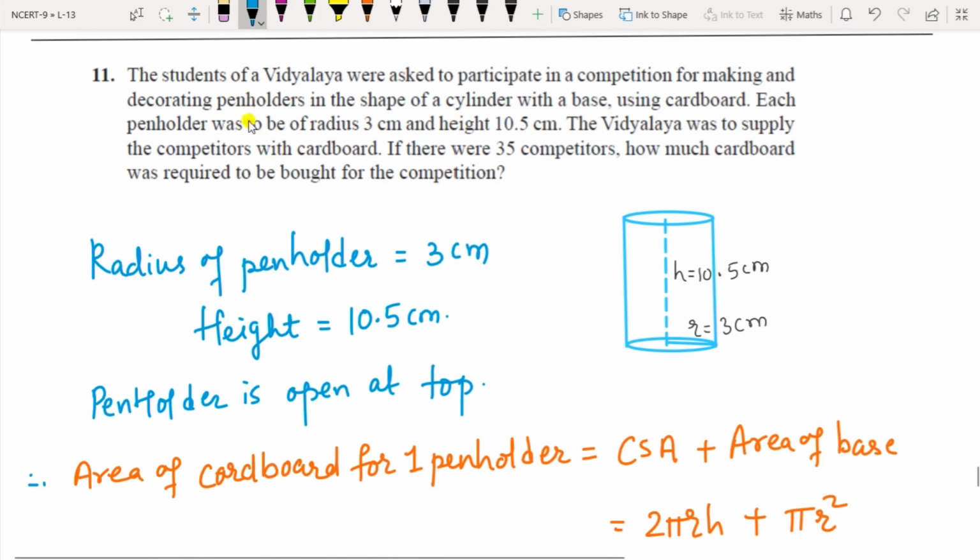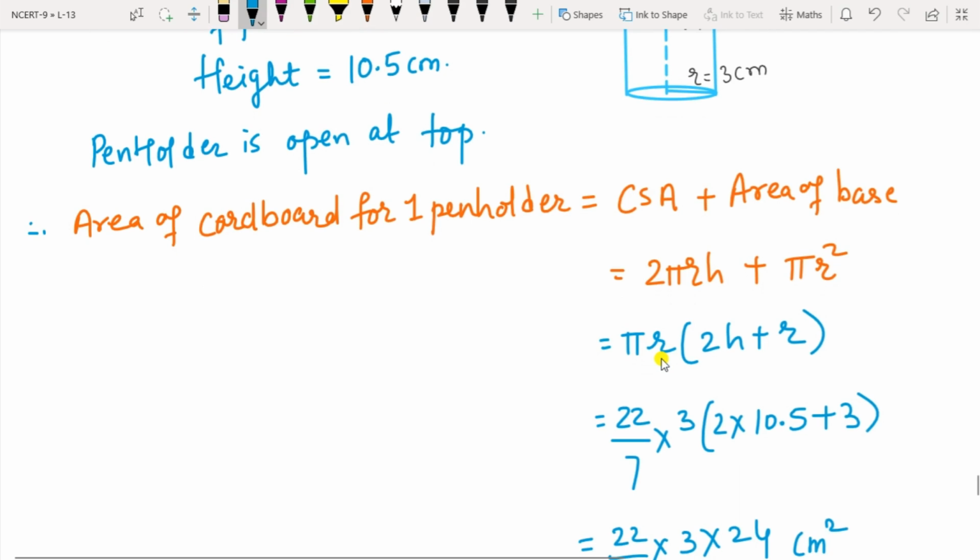Question 11th here is, the students of Vidyalaya were asked to participate in a competition for making and decorating pen holders in the shape of a cylinder whose base is of radius 3 centimeter and height is 10.5 centimeter. The Vidyalaya was to supply the competitors with cardboard. If there were 35 competitors, how much cardboard was required to be bought for the competition? So the radius of the pen holder is 3, height is 10.5. Pen holders are open from the top but closed from the bottom.